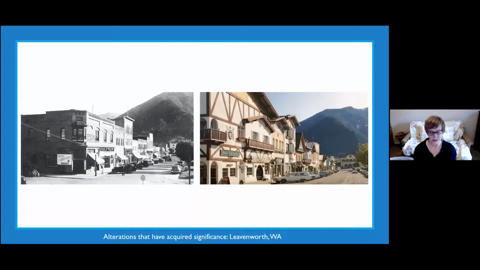This was done in the 60s. So it's now more than 50 years old, and these new storefronts have really acquired their own significance. They tell their own story of the history and evolution of the economy of Leavenworth, Washington. So it would not meet the standards to try to take them back to that original appearance, because you'd be losing a key part of history.